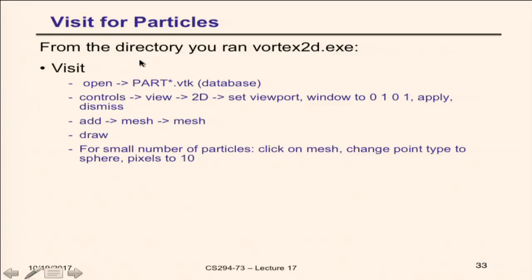This is how you get VisIt to visualize particles. You open something that'll be a part star.vtk database, and you have to reset the viewport, because for particles it will choose the minimum size window that spans all the particles. Well, particles are moving and the window gets bigger. So in order to have a big enough window for everything at once, you set the viewport and window to 0 1 0 1 and use that. Then you add mesh and draw. For a small number of particles, you may want to make things bigger. So let me show you how all this is going to look.